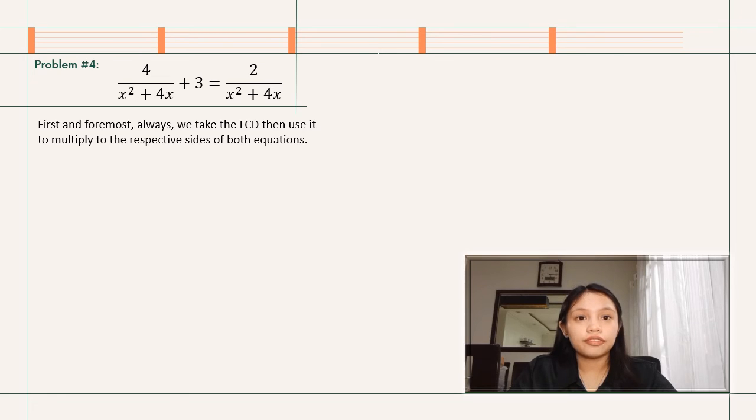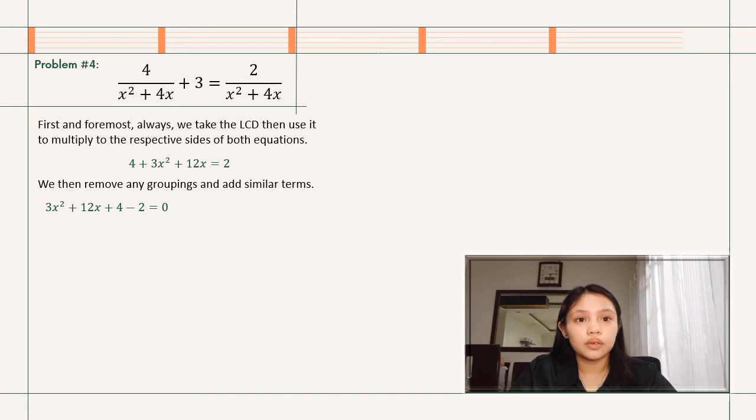We have 4 plus 3x squared plus 12x equals 2. So where did we get 3x squared plus 12x, you may ask? We got that by distributing x squared plus 4x to the 3. That's why we have that answer. We then remove any groupings and add similar terms. So we have 3x squared plus 12x plus 4 minus 2 equals 0. So we subtract 4 minus 2.